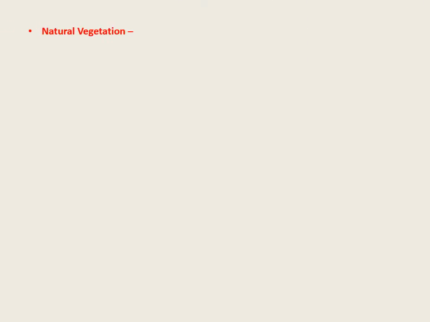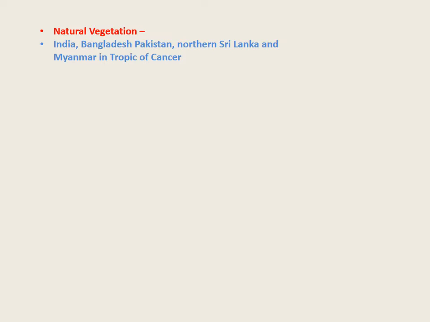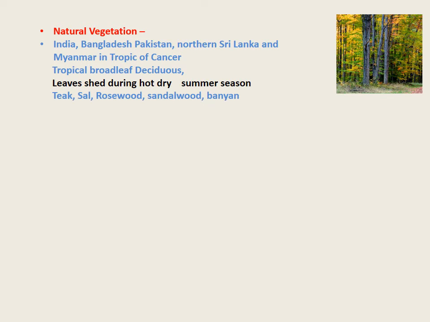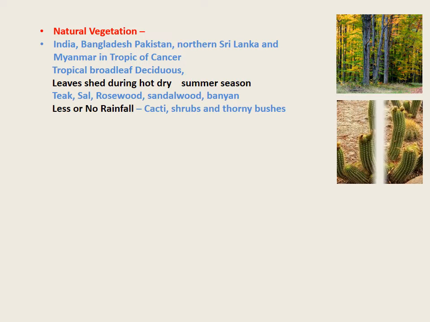Natural vegetation. Countries such as India, Pakistan, Bangladesh, northern Sri Lanka, and Myanmar, which lie near the Tropic of Cancer, have tropical broadleaf deciduous forests. The trees lose their leaves during hot, dry summer months, giving the forest a bare look. Trees found here include teak, sal, rosewood, sandalwood, and banyan. In places where rainfall is scarce, only cacti, shrubs, and thorny bushes are grown.